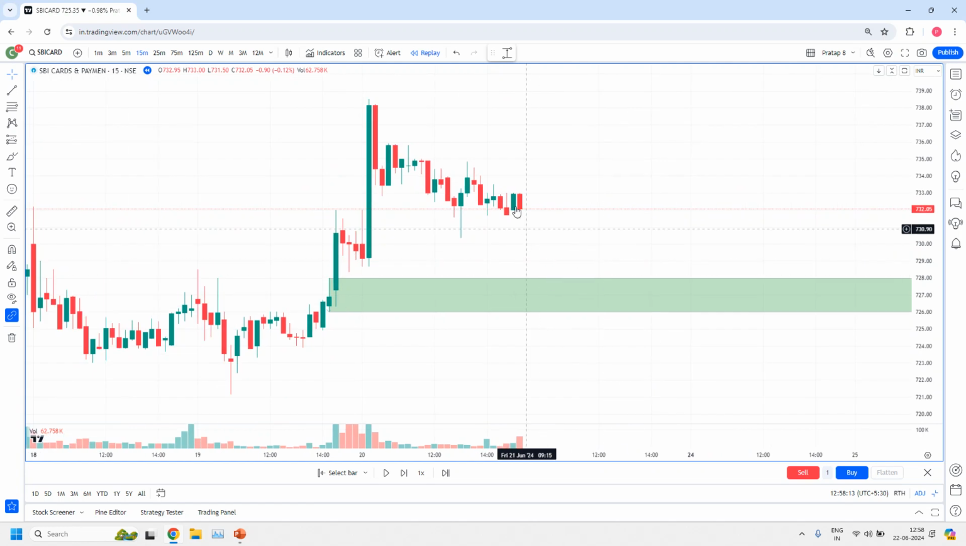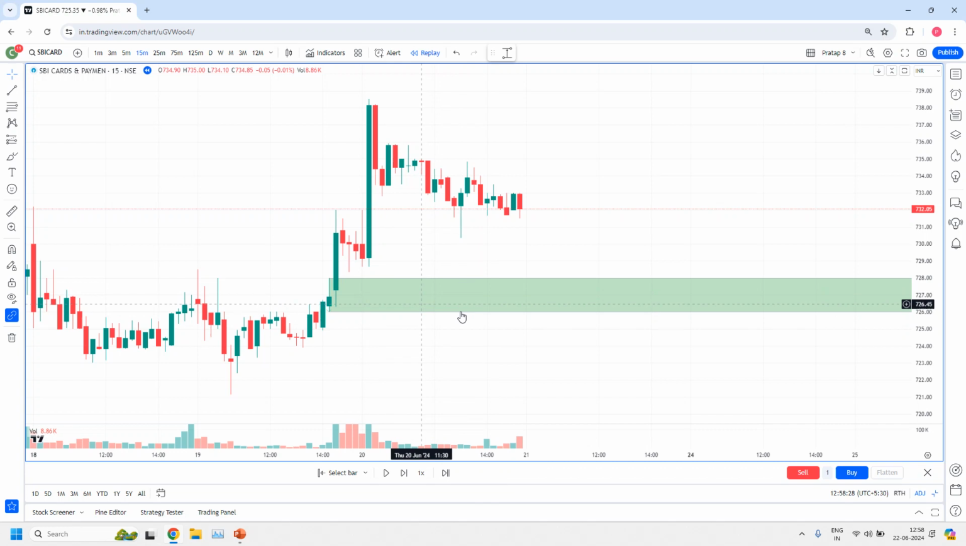The first mistake people make is taking a blind entry here. No, don't do that. First you have to check whether this is a valid zone or whether it will be violated, because in lesson 16 you already learned when a zone will be violated.